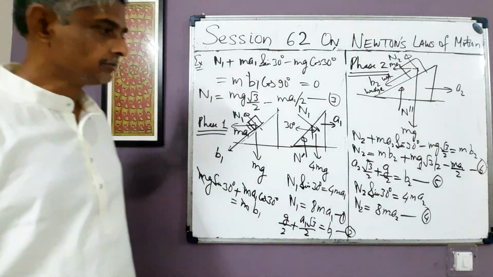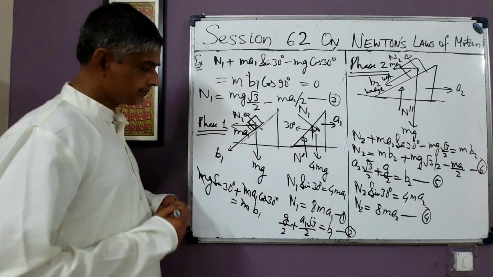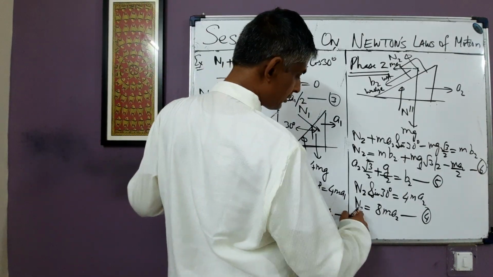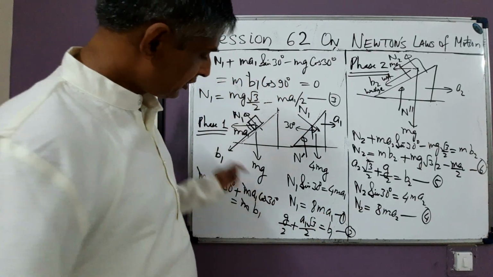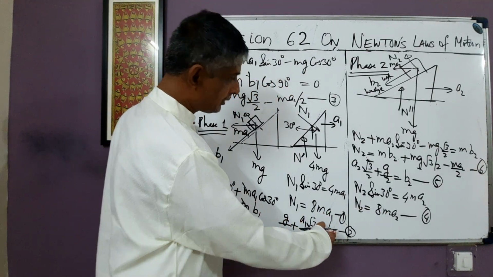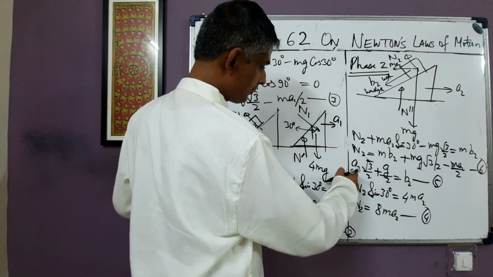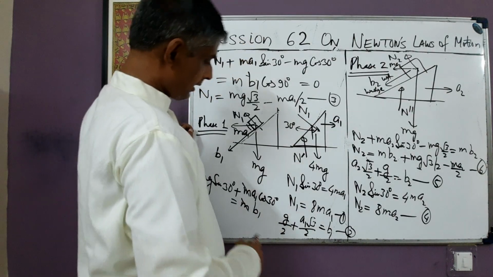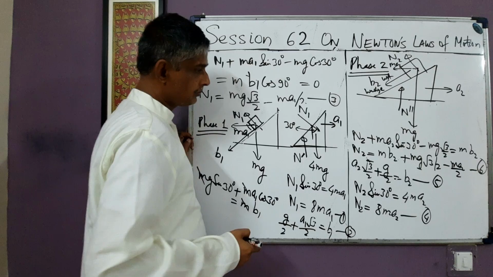Alright, fine. Now see, one thing I'd like to say. In the upward journey, n1 equal to 8 ma1. In the downward journey, n2 equal to 8 ma2. They have the same form. Upward journey, g by 2 plus a1 root 3 by 2 equal to b1. In the downward journey, g by 2 plus a2 root 3 by 2 equal to b2. Again, they have the same form. And n1 equal to mg root 3 by 2 minus ma1 by 2.